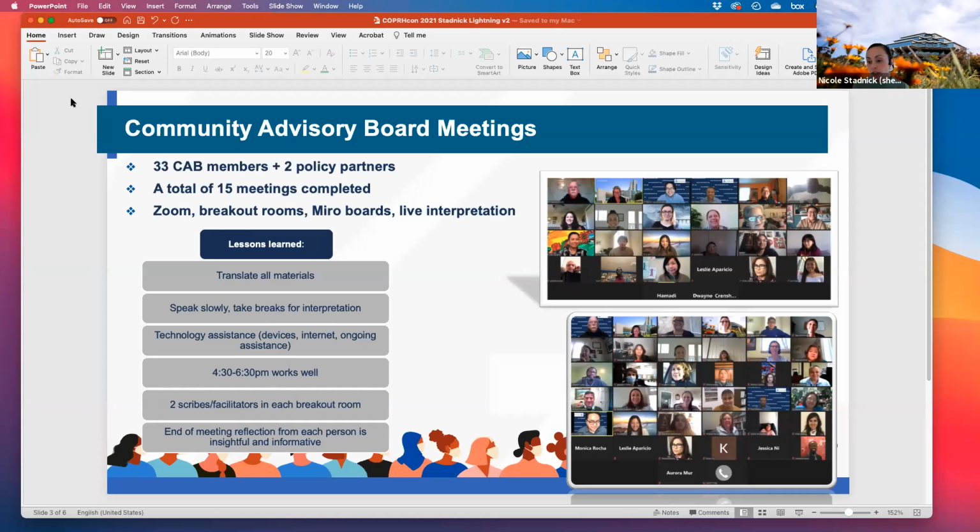We've also made sure to compensate all of our community advisory board members. They're taking their time to contribute their knowledge and expertise, and we want to make sure that that is acknowledged appropriately. We've used scribes and facilitators in each of our breakout rooms to help foster and keep conversation on track. And we've ended each of the meetings with a reflection from each of the CAB members, which has been really insightful and informative.